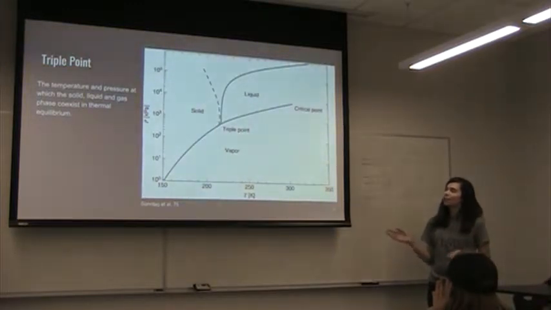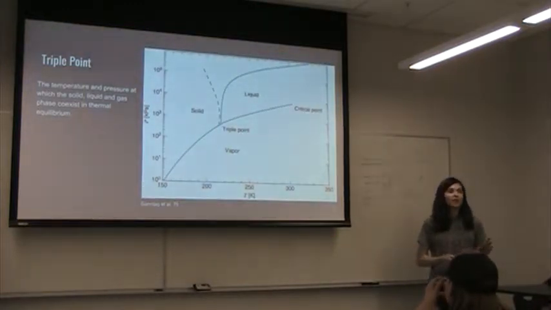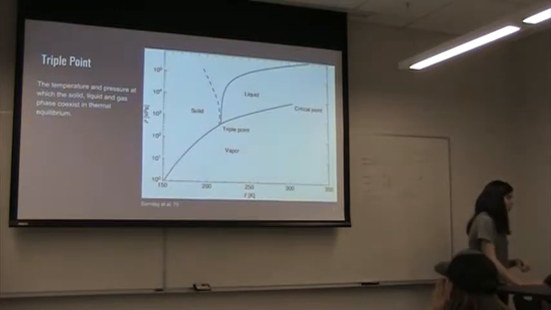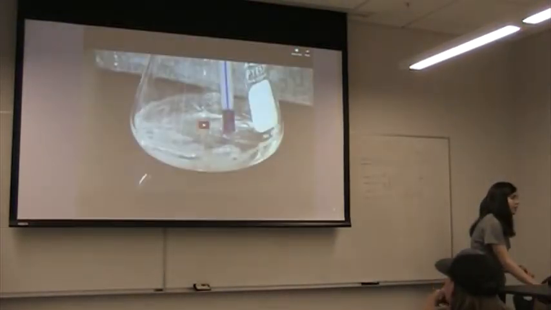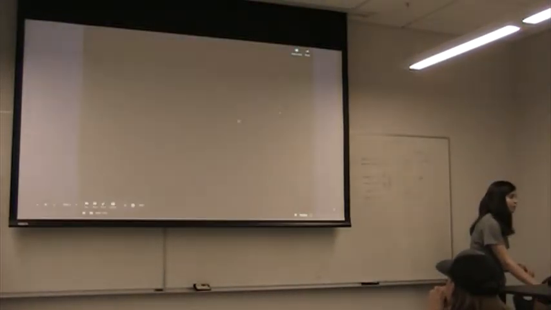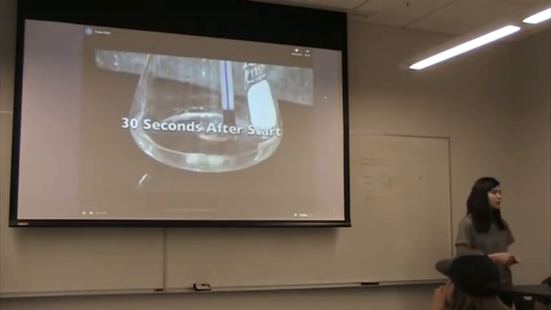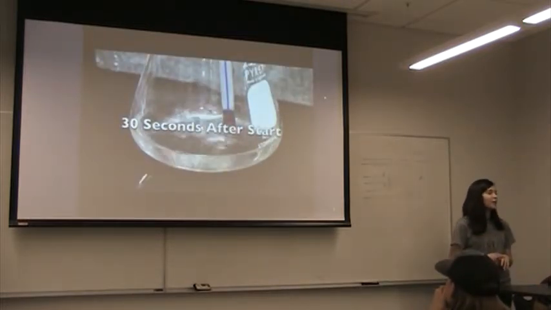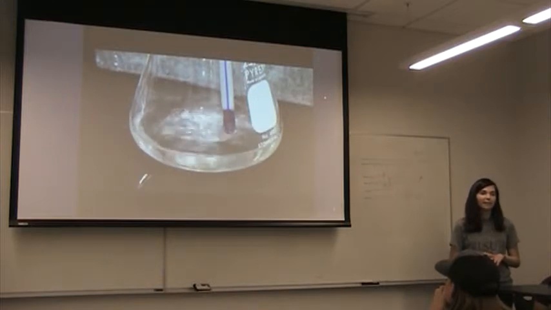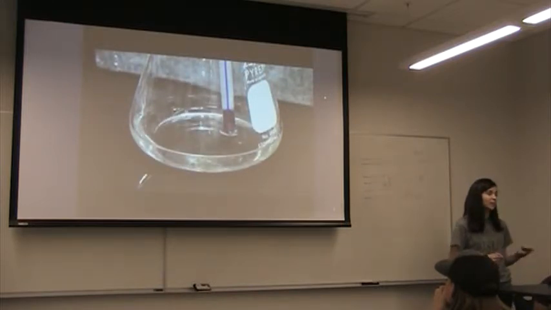The reason that's cool for a phase diagram is that you can actually melt those substances just by adding pressure instead of adding heat and increasing the temperature. And I wanted to show you guys a quick video of the triple point happening. The triple point for water is around 0.01 degrees Celsius, and the pressure is 611.5 pascals, which is about 6% of our atmospheric pressure.